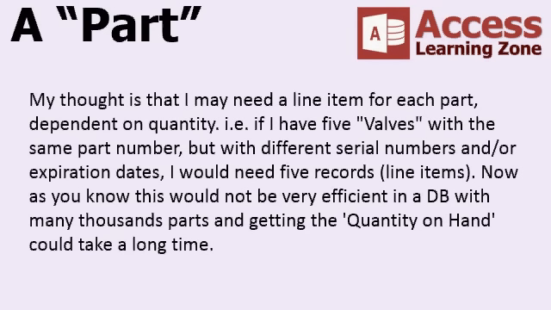He goes on to say, my thought is that I need a line item for each part dependent on quantity. So if he has five valves with the same part number, the same valve, but with different serial numbers and/or expiration dates, I would need five records, line items, and he is correct. Now, as you know, this would not be a very efficient database with many thousands of parts, and getting the quantity on hand could take a long time, and that is true.